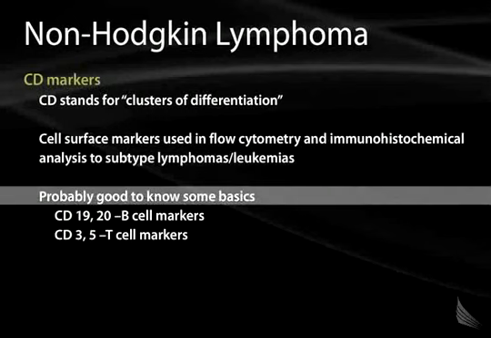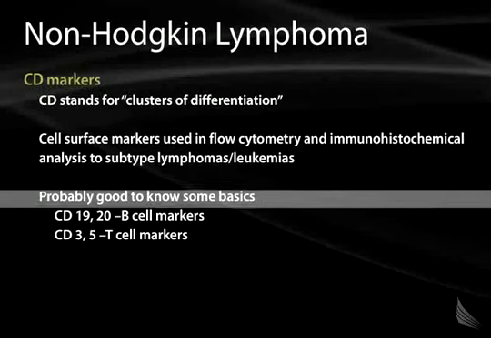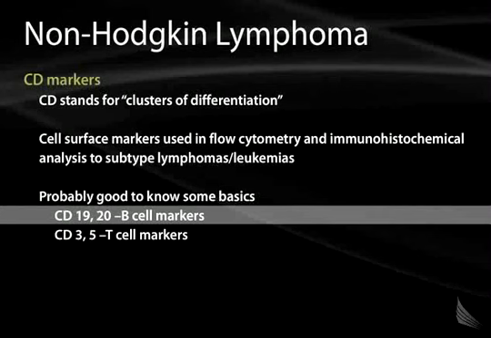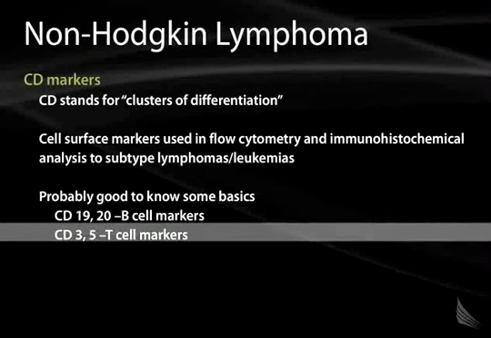For the purposes of Step 1, it's probably worthwhile to know some basics. CD19 and 20 are B-cell markers, and CD3 and 5 are T-cell markers. You can think of some of these CD markers sort of like an identifiable marker seen from afar. It's sort of like a jersey on an athlete in a sport. You can't necessarily see precisely what they're doing from afar, but you know what number they are, and that helps you determine what their function is.